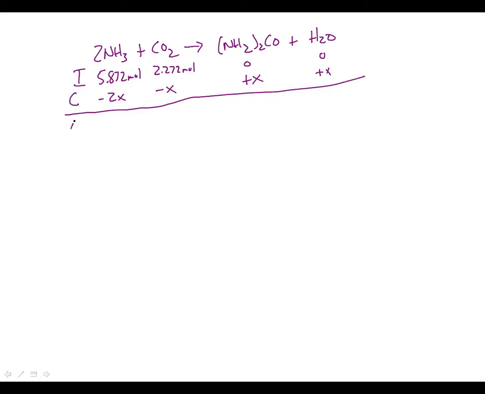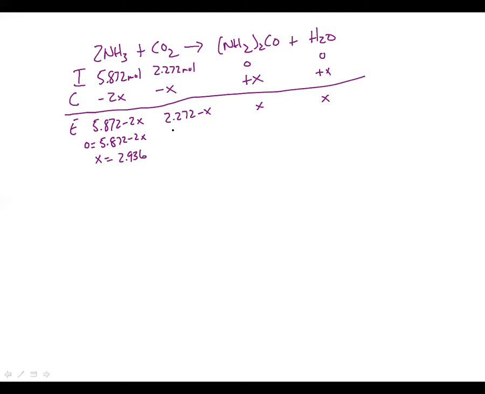We're going to bring everybody down. That's going to give us 5.872 minus 2x. Give us 2.272 minus x, x, and x. Again, we're going to set both of our reactants equal to 0. And we're essentially going to divide that number by 2 when we solve for it. And we get an x value of 2.936.